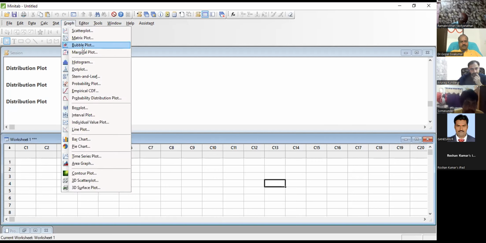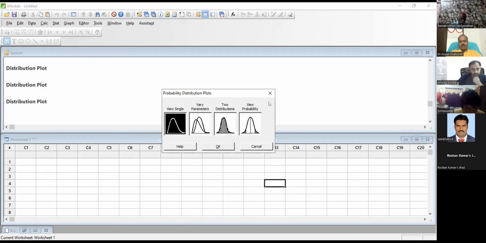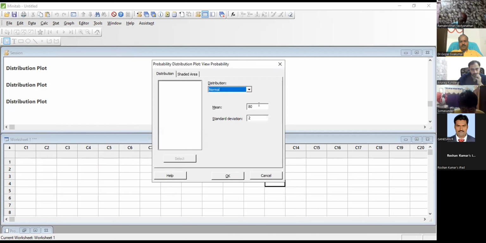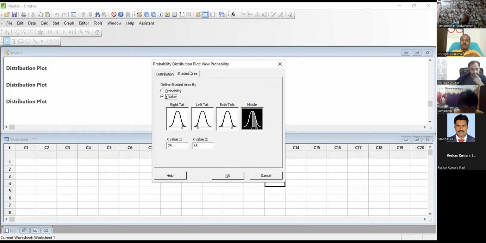So graph, probability distribution plot, view probability. What is the problem? Mean is 80, standard deviation is 2. Shaded area. Now you have to find out quartile 3. Can one of you tell me what is quartile 3? Third quartile. Quartile 3 means above that point, 25% area will be there. Am I right? Yes, sir.